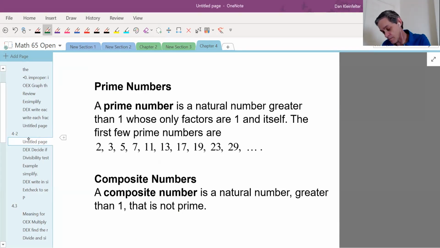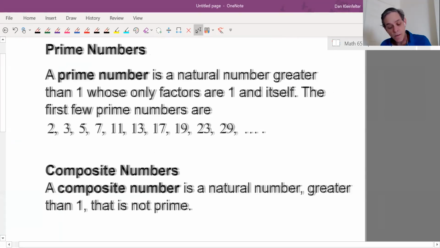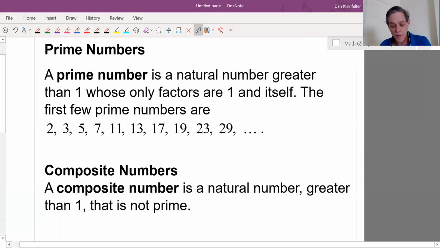Couple more definitions. Prime numbers versus composite numbers. Composite numbers first: a natural number greater than 1 that is not prime. A prime number is a number whose factors are only 1 and that number itself. The numbers 2, 3, 5, 7, and so on, as shown here in this list, are the first several prime numbers. The big idea is, is it possible to come up with an interesting factorization of a number or not?